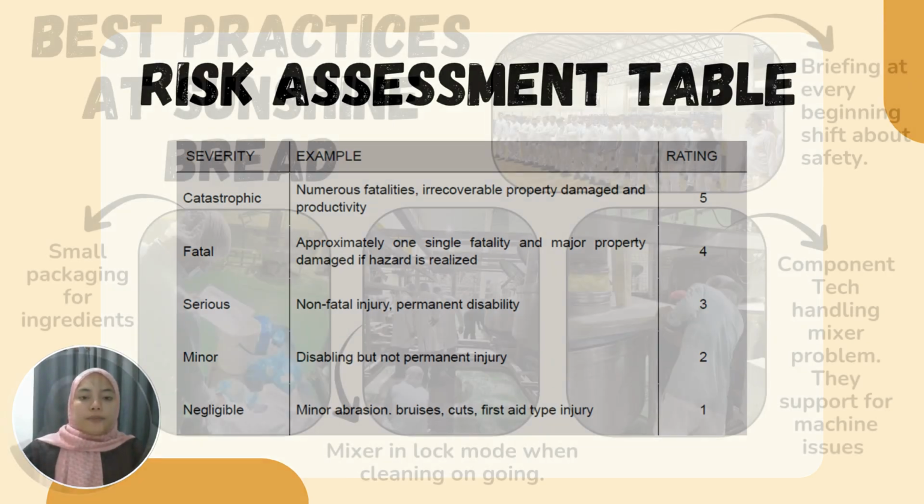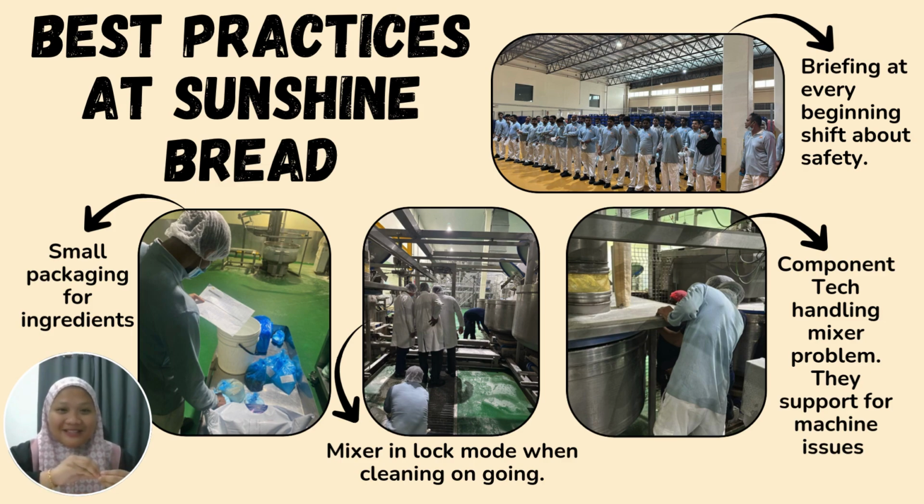Sunshine Break has also implemented some excellent safety practices. First, we start each shift with a safety briefing. We also use smaller packs for ingredients to avoid strain. The third one is mixer lockout during cleaning. And the last one, our tech team handles machine problems quickly. These steps help create a safer and more efficient workplace.